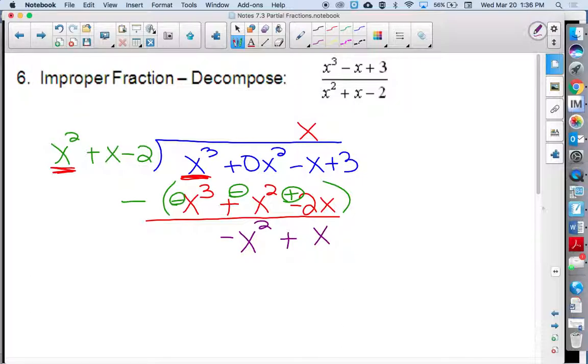Negative x squared plus x. So just be careful, you're making sure those signs go all the way through. Then you do the process again. We'll bring down the next number since one canceled, pull the next one down. And you ask yourself the same question.